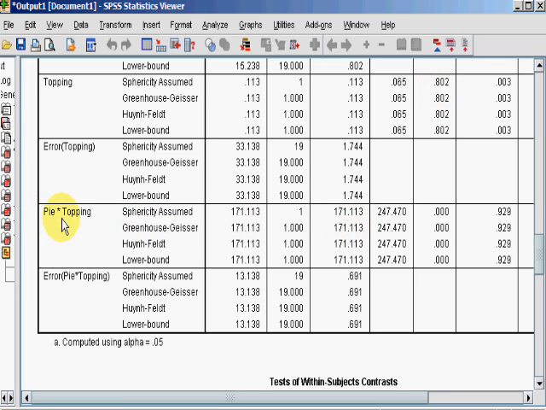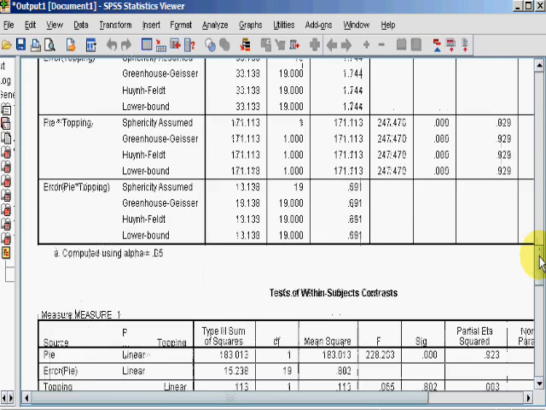But the important thing down here, this is the interaction between the two. Pi by topping. This is the significance level here. So again, p is less than 0.001. Okay, so we've got a significant interaction. An interaction, remember, means that the effect of one independent variable depends upon the level of the other variable at which it's acting.